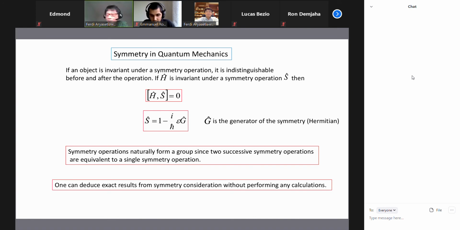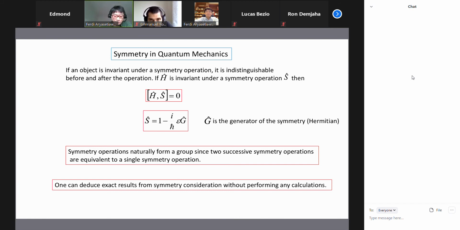Okay, so I start with a new topic, symmetry in quantum mechanics. Very often we can take advantage of symmetry. If a system with a certain Hamiltonian is invariant under certain symmetry operations, then we can make use of this symmetry. And there are also some important consequences associated with symmetry.